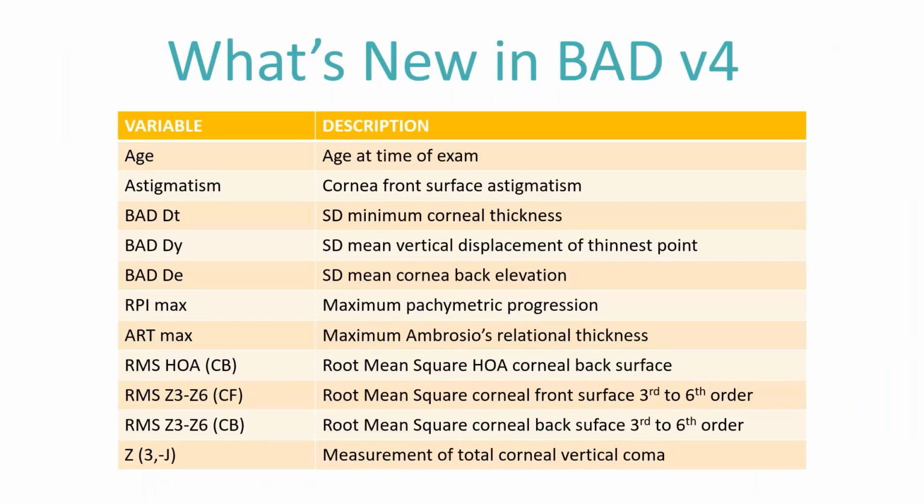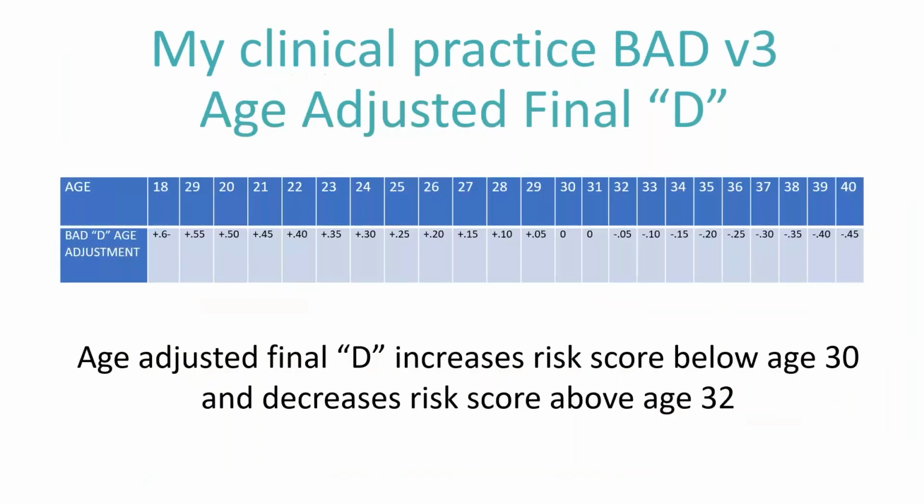The one I want to concentrate on is age. I've always used age in my clinical interpretation. When I lecture, I would show this and tell people not to copy it because it's just what I did. I had an age adjustment of the final D in my clinical practice. I would increase the final D for patients below 30 and decrease it if they were above 30.